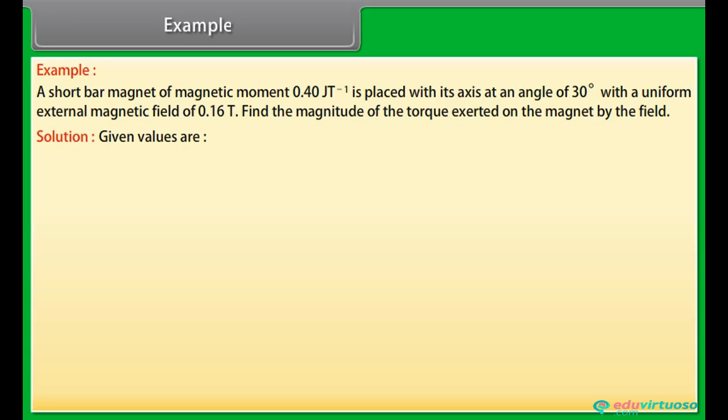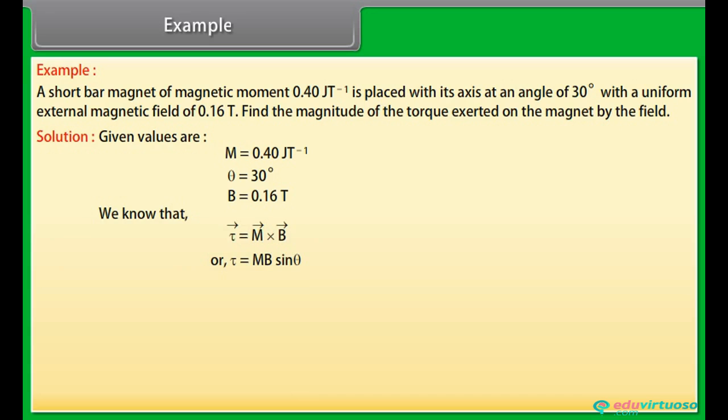Here the given values are: M is equal to 0.40 joule per Tesla, theta is equal to 30 degree, B is equal to 0.16 Tesla. We know that tau is equal to the cross product of M and B, or in terms of magnitude, tau is equal to MB sine theta. Put the values in the above equation.